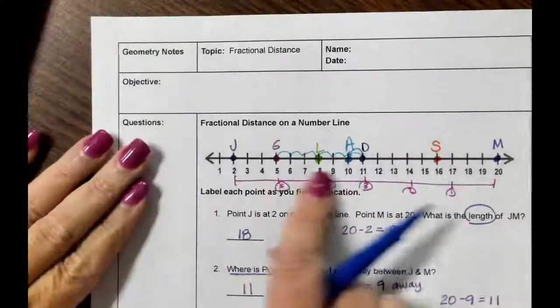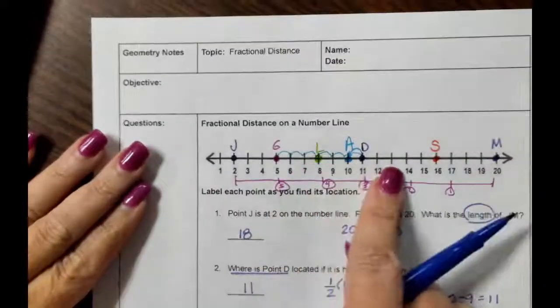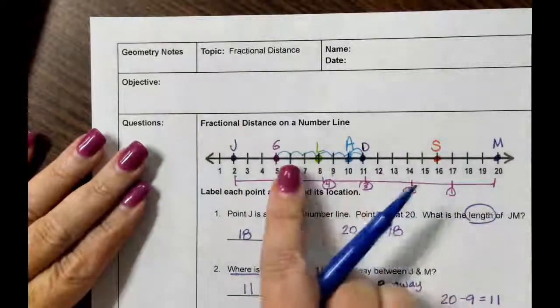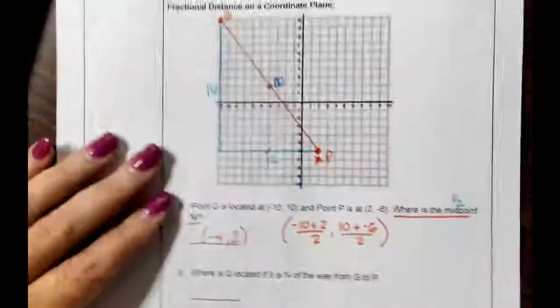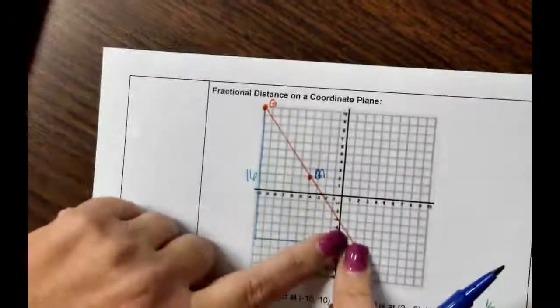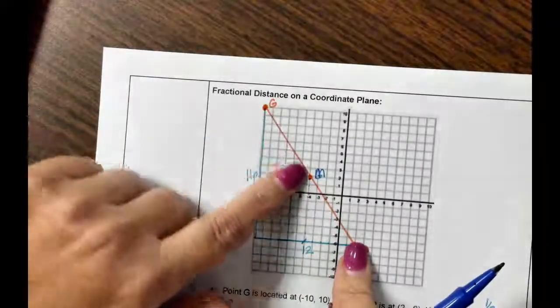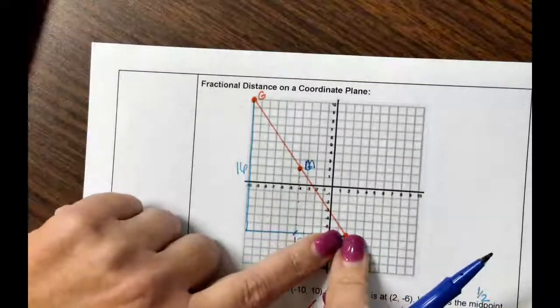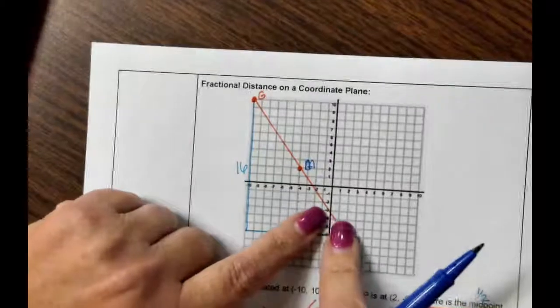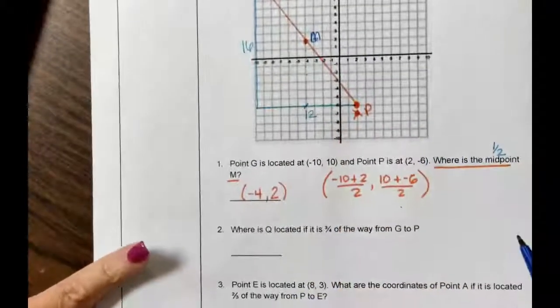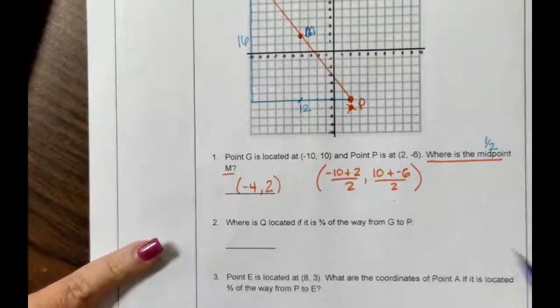It was all in a straight line on a number line, horizontal. But here, yes, it's linear, but it's at a diagonal. And we can't count on this diagonal. We don't know how far 1, 2, 3 is. We can't do that. So here's the easiest thing to do: break it into horizontal and vertical number lines.